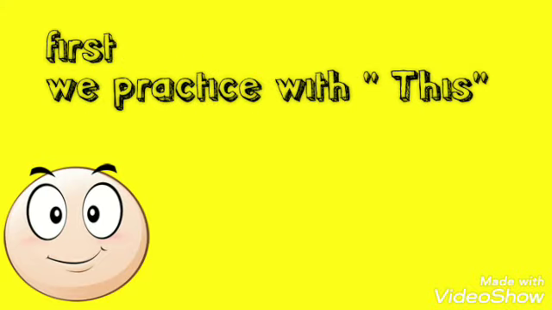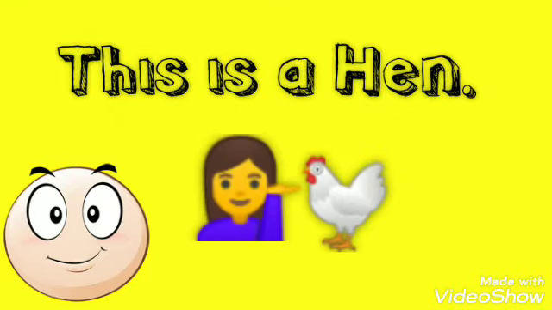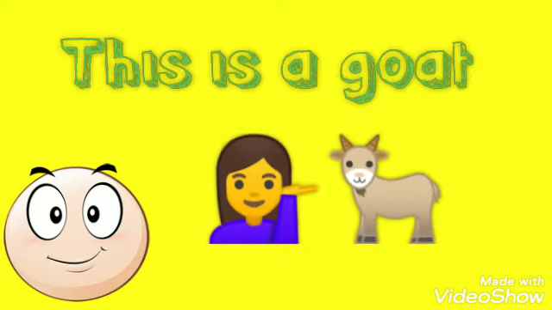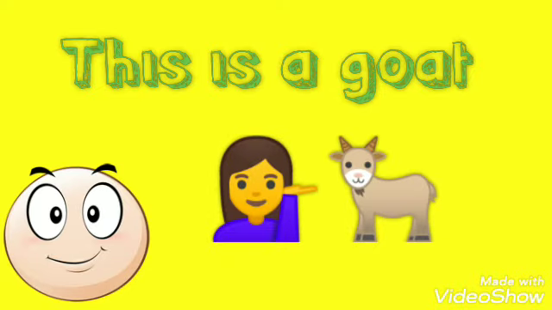First we practice with this. This is a hen. This is a fish. This is a goat.